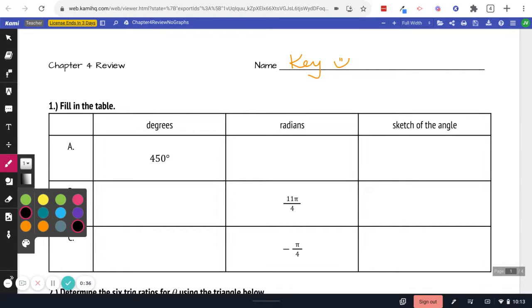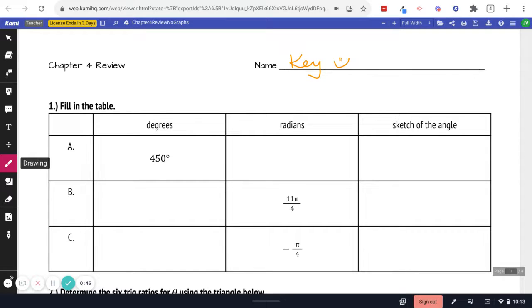So in question 1, it says fill in the table. We've got degrees, some angle measured in degrees. We've got it measured in radians. Then it's asking us for a sketch. So 450 degrees, we know is actually more than 360, right? So this is actually 360 and 90, which in terms of radians is 2 pi, and then an extra pi over 2. 2 pi would be 4 pi over 2, right? Pi over 2 to go to the top, pi over 2 to the side, pi over 2 to the bottom, pi over 2 to the back. And then one more. So we're going to say 5 pi over 2.